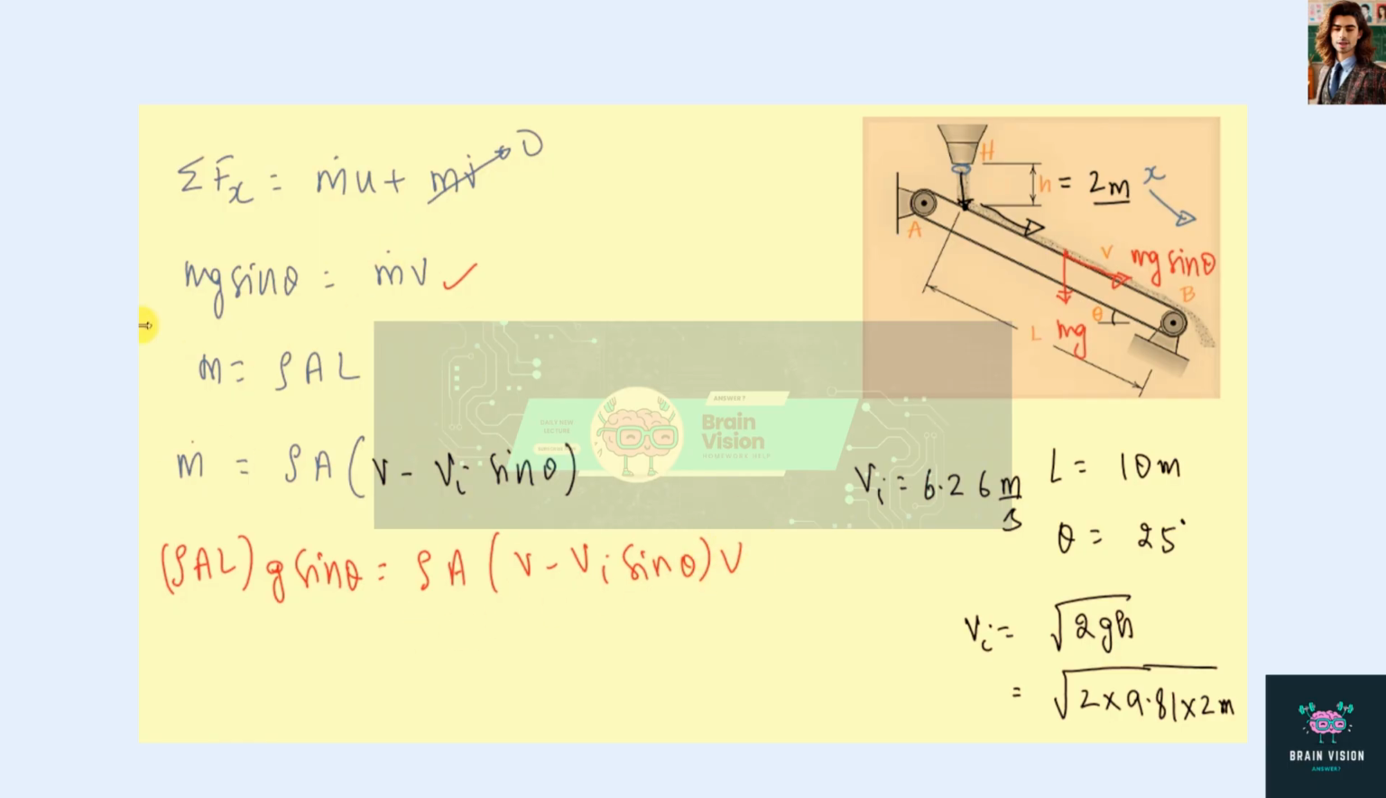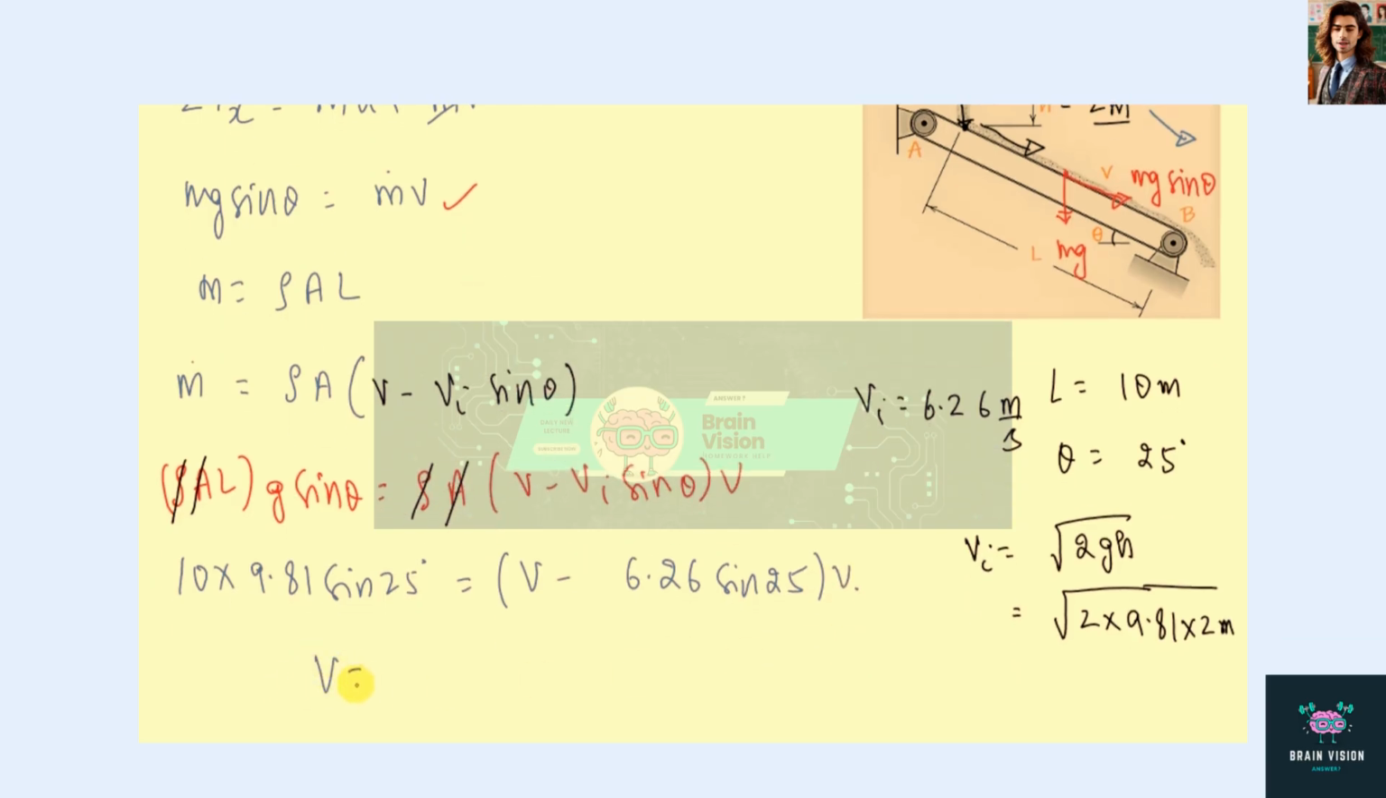Now here we see that rho and area will cancel out. Now we can put the values. So length we have 10 meter times g is 9.81, sine theta is 25 degrees, is equal to, we have to calculate vi, we have 6.26 sine 25 degrees, times v. Now we have only one variable, that is v. We can use our calculator to find this, and we'll get the value of v to be nearly 7.9 meter per second. So this is the required velocity which was asked in the question.